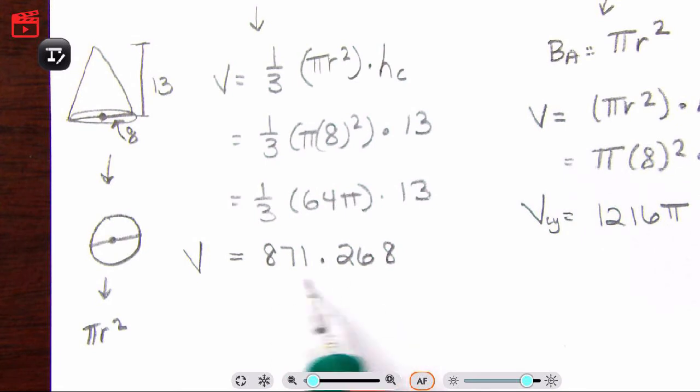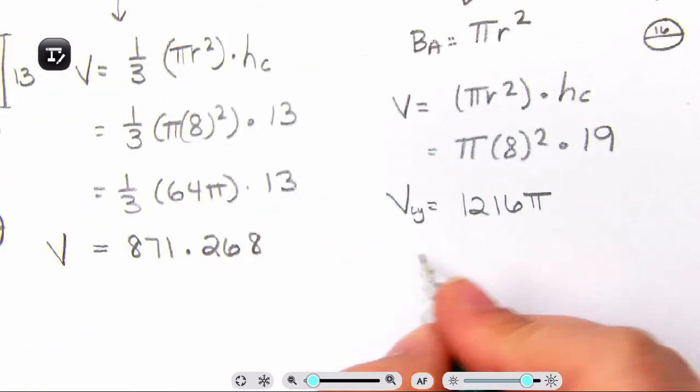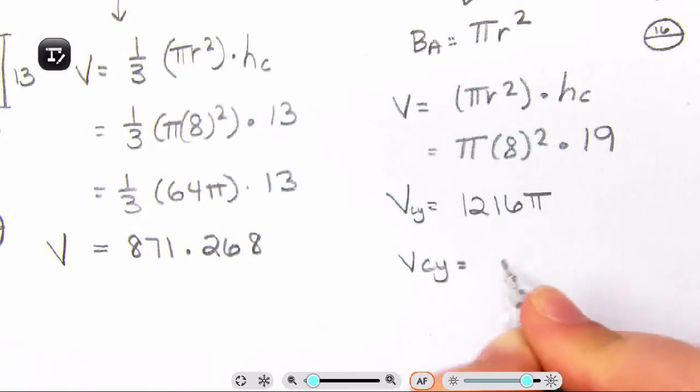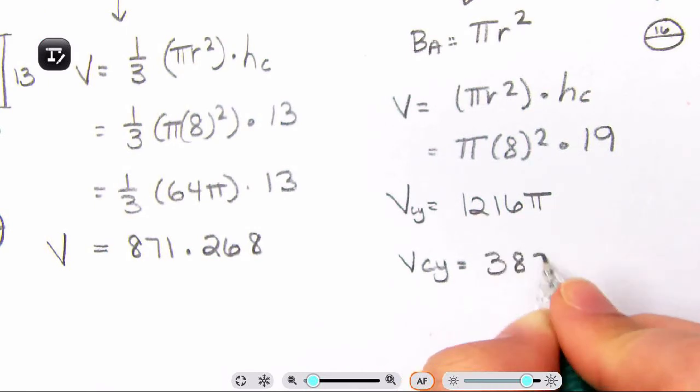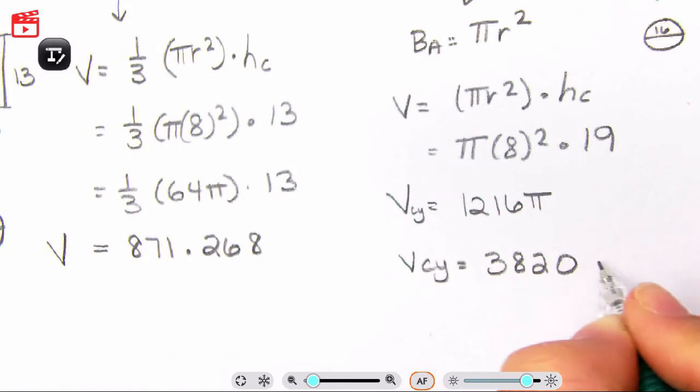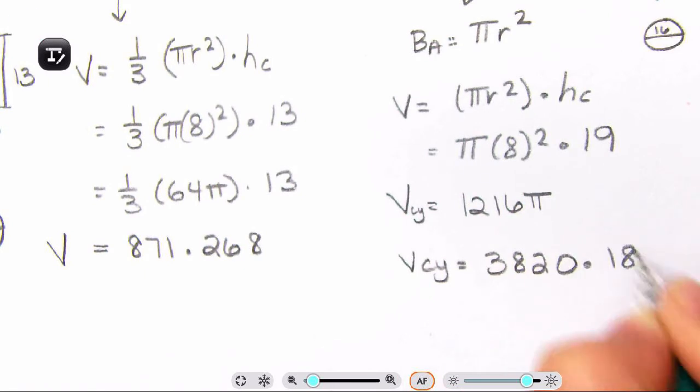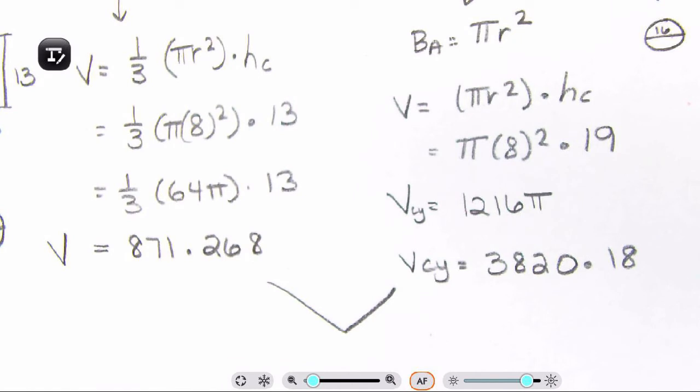Since I'm rounding, I'm going to go ahead and round this as well. So I'm doing 1,216 times pi, and that gives me 3,820.18. Are we adding or are we taking away?